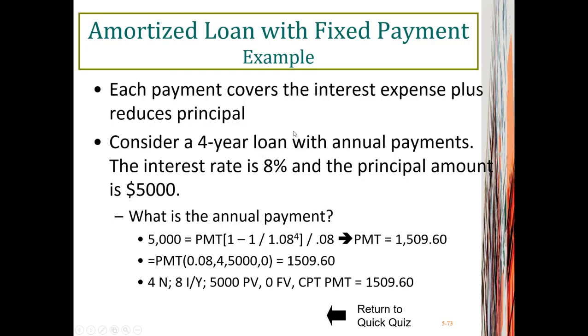So here's one example. Let's say we have a 4-year loan with annual payment and interest is 8%. Principal amount is $5,000. The first question is, what is the annual payment? This is a pretty easy problem to tackle. You simply compute PMT based on N=4, I/Y=8, PV=5,000, and FV=0, and it will show you the payment. Your annual payment would be $1,500 or something.